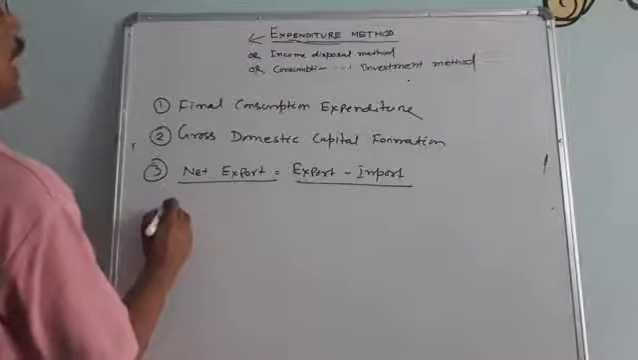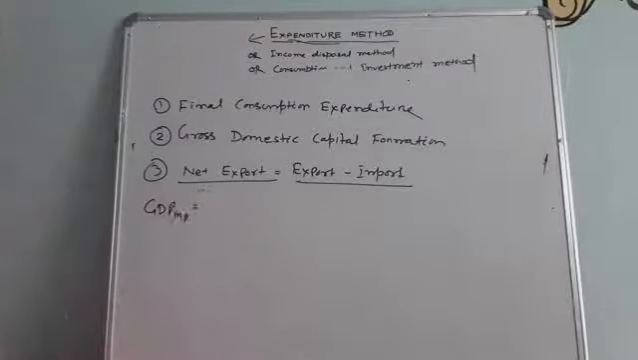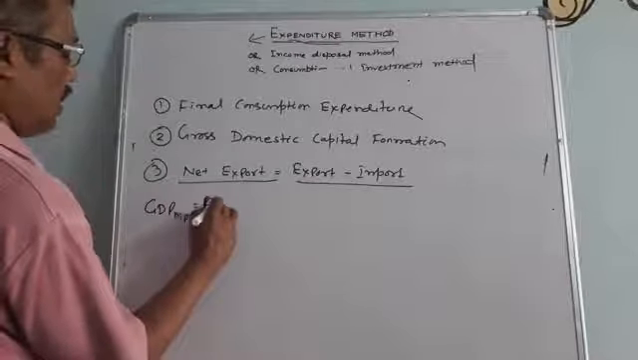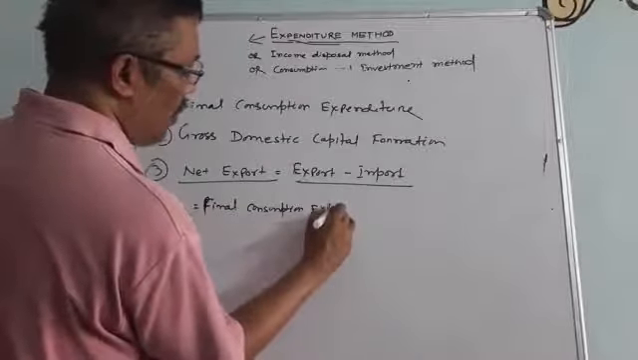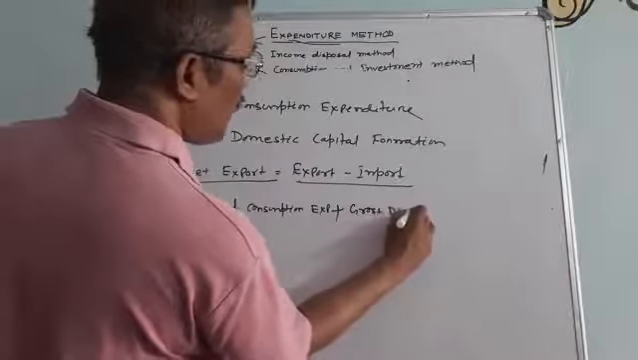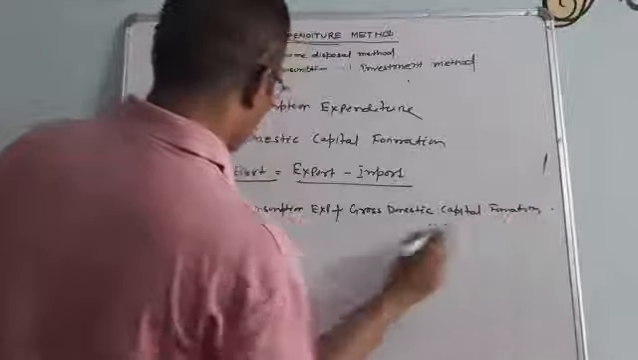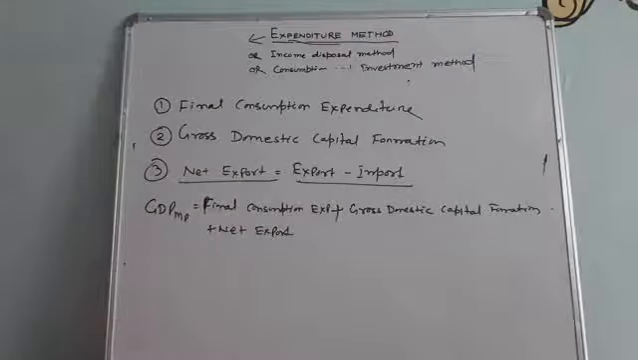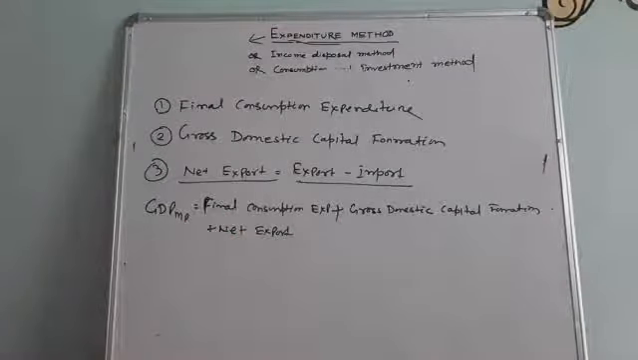Now, the expenditure method formula: GDP at market price equals these three components: final consumption expenditure plus gross domestic capital formation, or gross domestic investment, plus net export. This is the first formula.